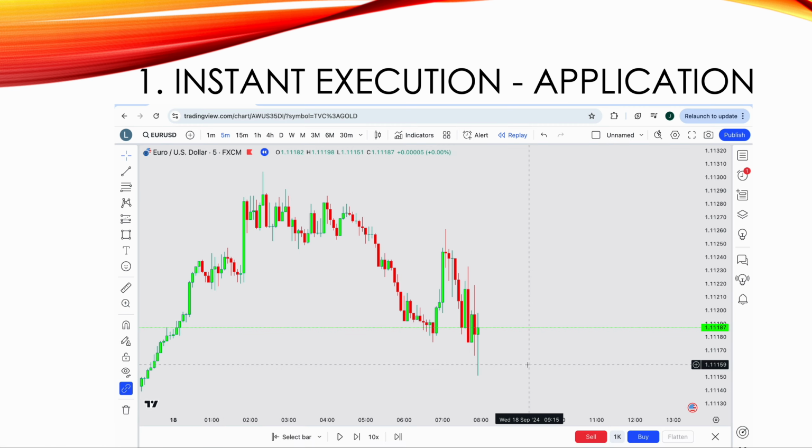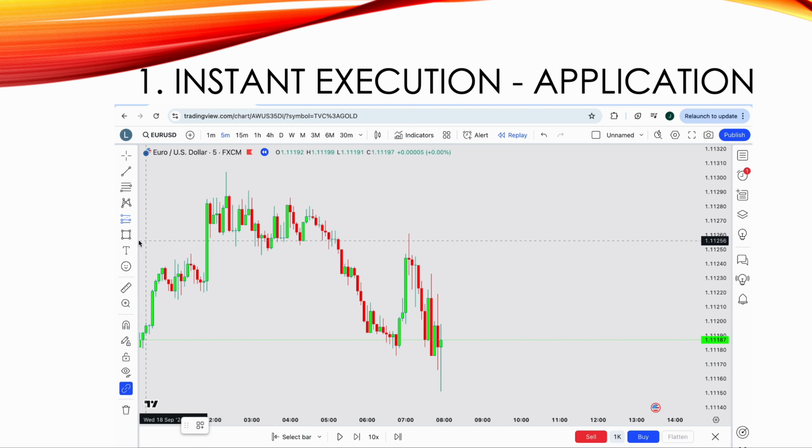Okay, so let's just look at instant execution, right? So obviously we have buy positions and sell positions. Buy meaning you expect price to rise, and sell meaning you're expecting price to go down. So when you use instant execution, whichever order you're placing, it's going to just literally enter instantly.